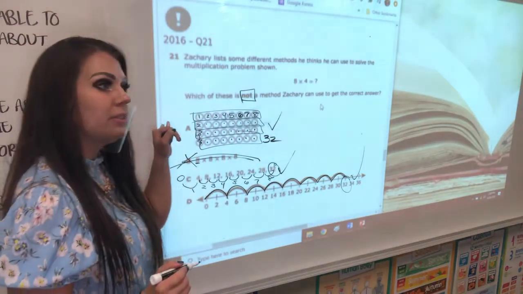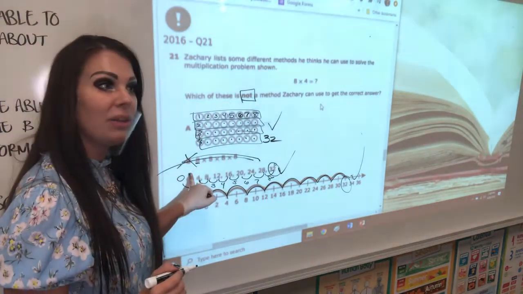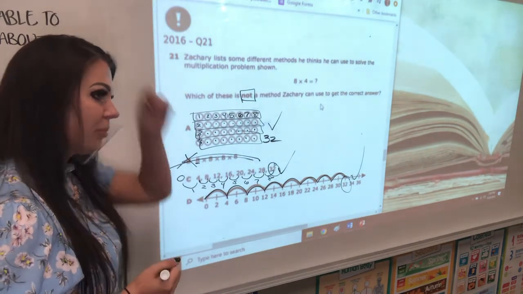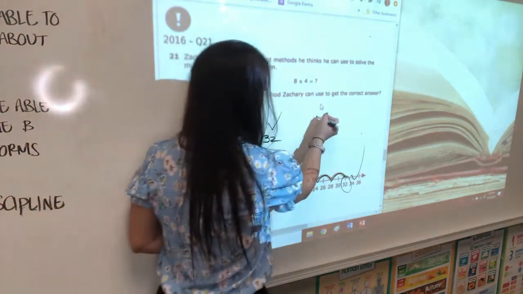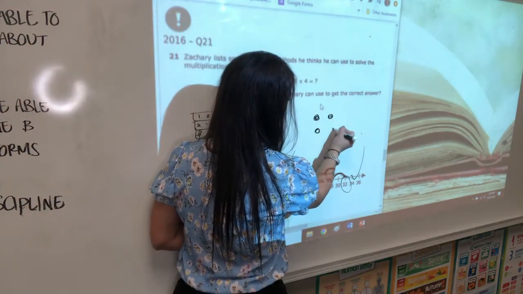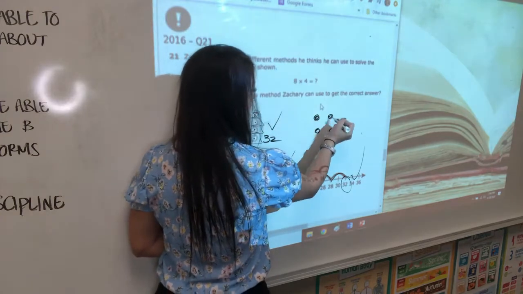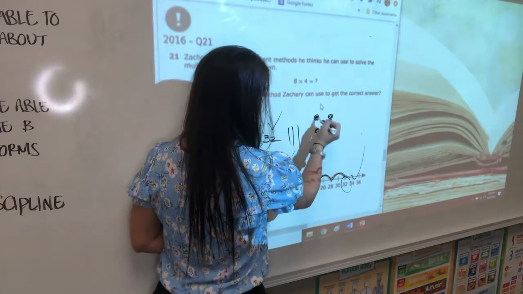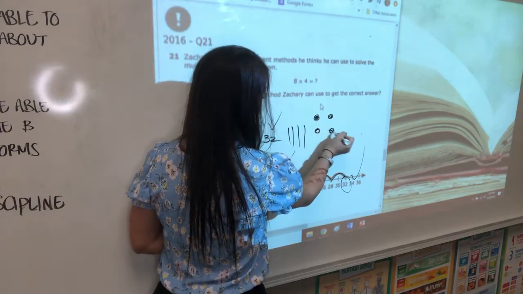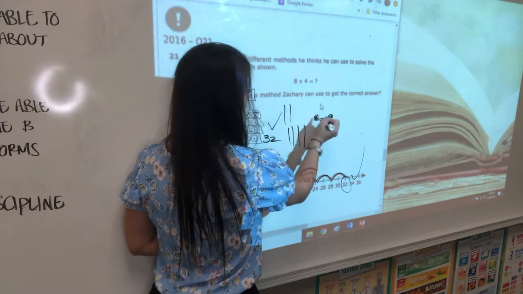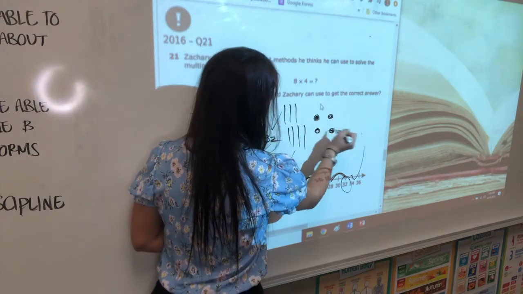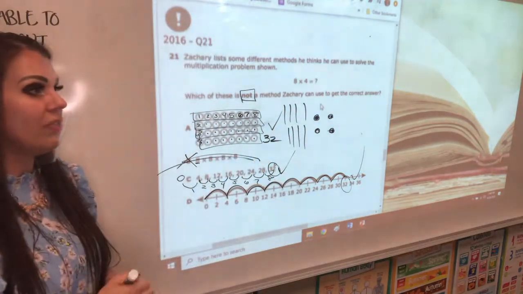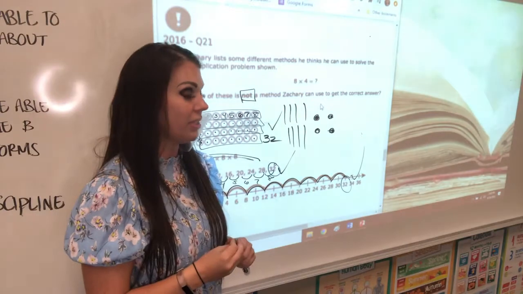We can draw an array. We can skip count, or we can skip count on a number line, right? We could do repeated addition, like Miss Podlasky likes to do. Could draw my 4 circles and count them 8 times. 1, 2, 3, 4, 5, 6, 7, 8, 9, 10, 11, 12, 13, 14, 15, 16, 17, 18, 19, 20, 21, 22, 23, 24, 25, 26, 27, 28, 29, 30, 31, 32, right? 4, 8 times, okay? You could have also done that with the 8 and counted it 4 times.